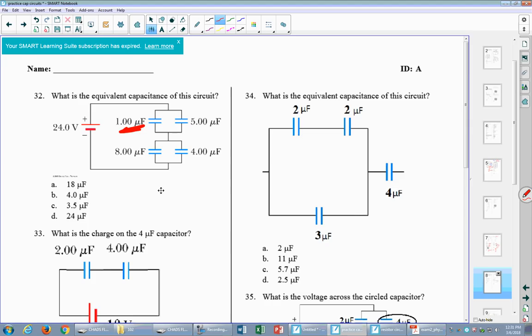So I'm going to simplify this circuit by combining the 1 and 5. Those are in parallel. And then also the 8 and 4. Those are also in parallel. 1 plus 5 is 6 microfarads. 8 plus 4 is 12 microfarads. 24.